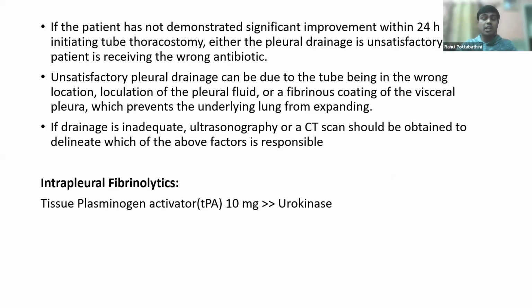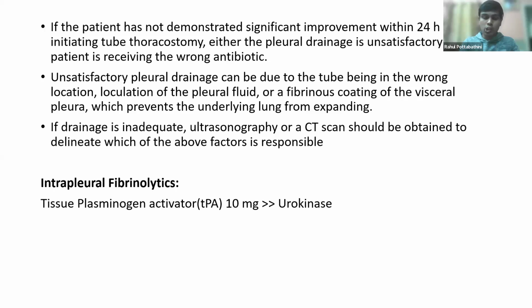Maybe the loculations are getting bigger and bigger, and the patient is not responding to the chest tube. In that situation, we really want to intervene. We really want to bring cardiothoracic surgery and pulmonology on board to see what could be the best next step. And as I mentioned, the other molecule, along with the chest tube, is TPA, tissue plasminogen activator, and it's 10 mg.